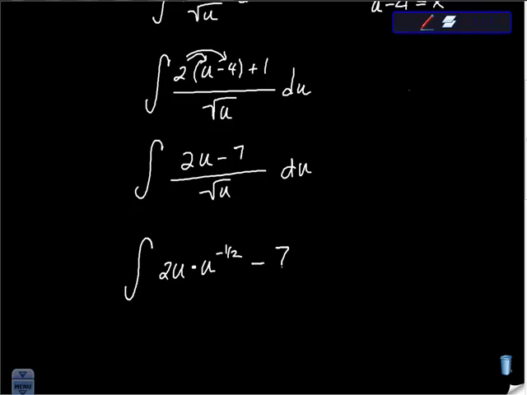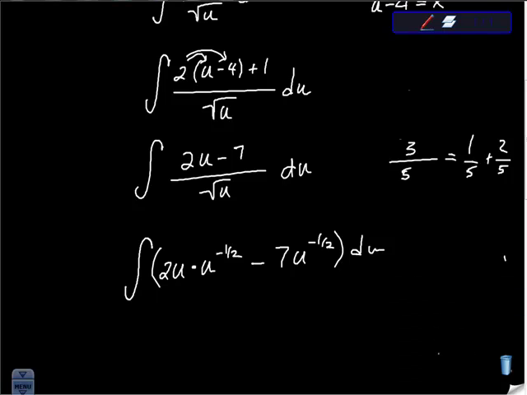Minus 7 times u to the negative 1/2, right? All I'm doing is partitioning out this fraction. If I had 3 over 5, I could rewrite it as 1 over 5 plus 2 over 5. I could. And in this case, that's what I did. I just broke this piece out. So that's going to work for me.